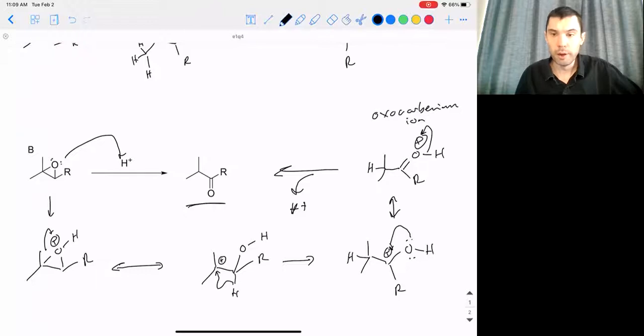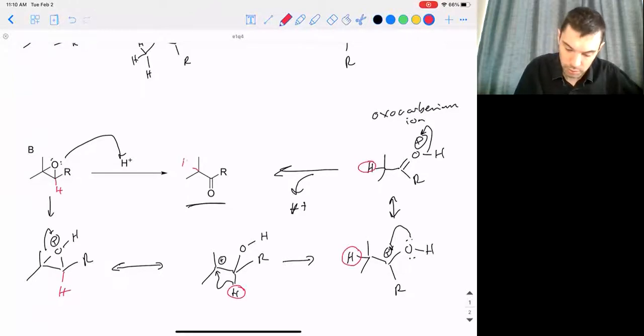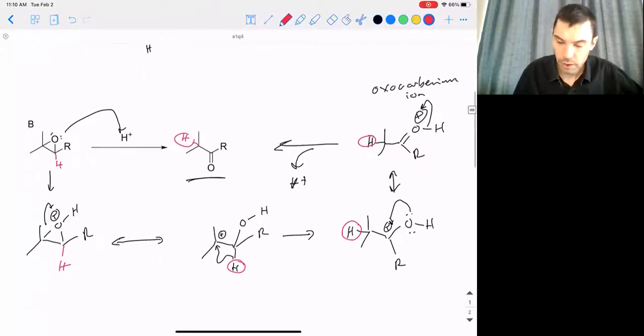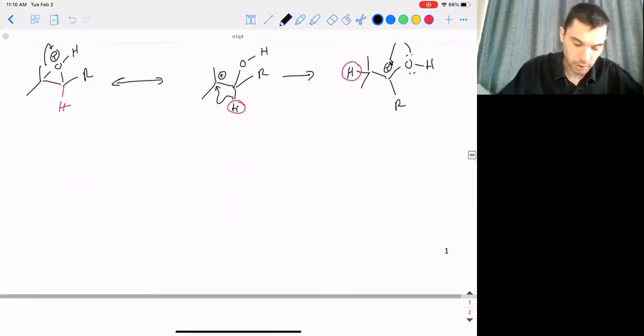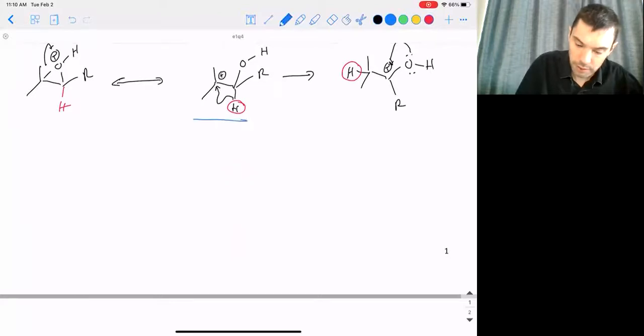Now, if this were the mechanism, then the hydrogen that started here in our starting material would become the hydrogen in the product. And so we should be able to test for that. And maybe if we did that experiment, we could at least potentially find out it might not be the case. So I'm going to start a second mechanism, and I'm going to start that second mechanism from the same carbocation that we drew before.